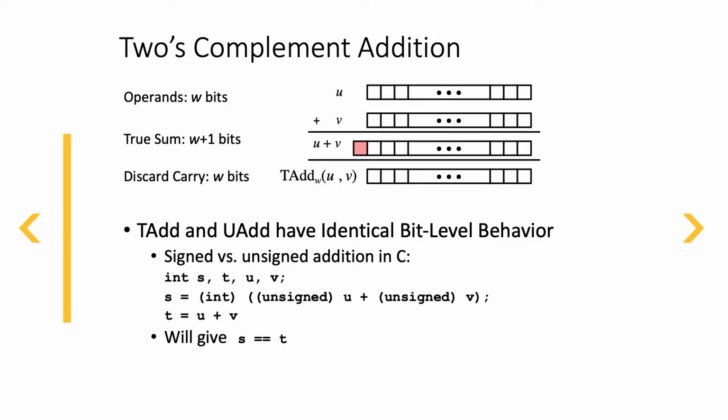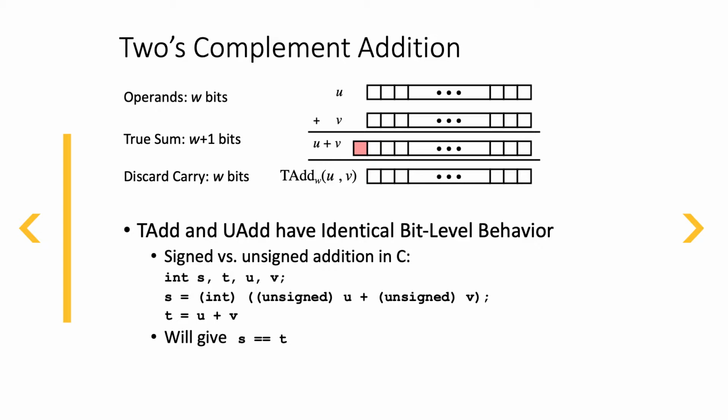So when we take a look at a little snippet of C code, if we declare S, T, U, and V as ints, and we cast U to unsigned and V to unsigned, add those up together and then cast them back to 2's complement, it works exactly the same as just taking T and adding U and V directly as 2's complement numbers, right? The S will be equivalent to T because we do the same exact thing. It just goes right back to the same bit level representation. We just interpret it as 2's complement instead of interpreting it as unsigned.